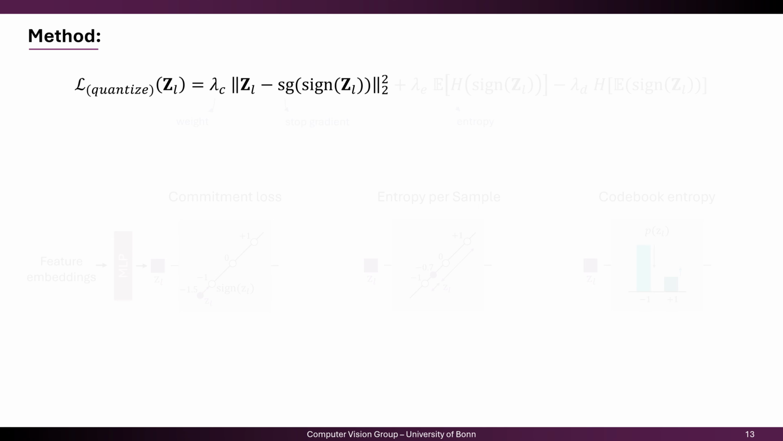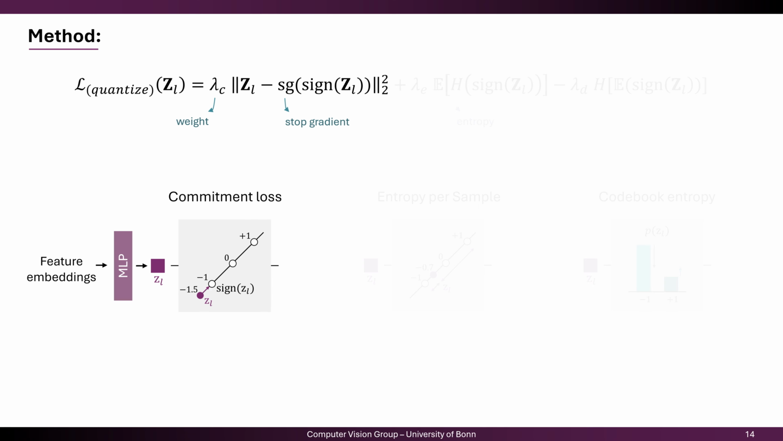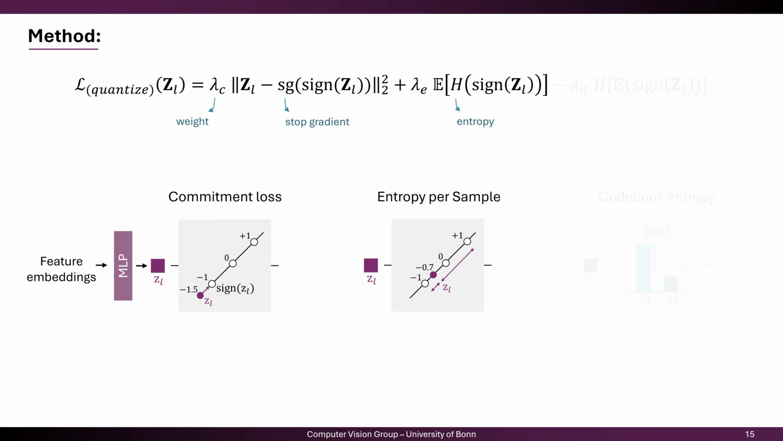The second part of the objective function is related to quantization. The first part of it is a commitment loss. The second term is used to encourage the network to have a confident quantization, while the last term is used to encourage the network to have diverse quantization.